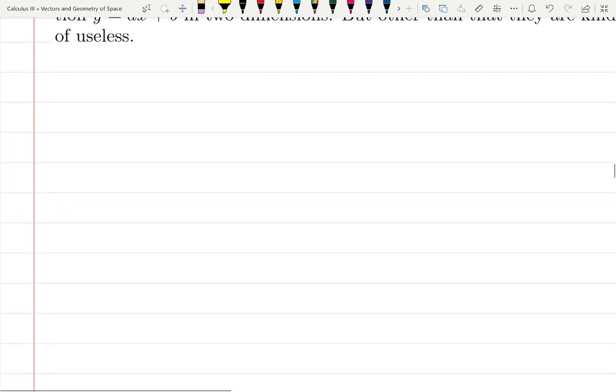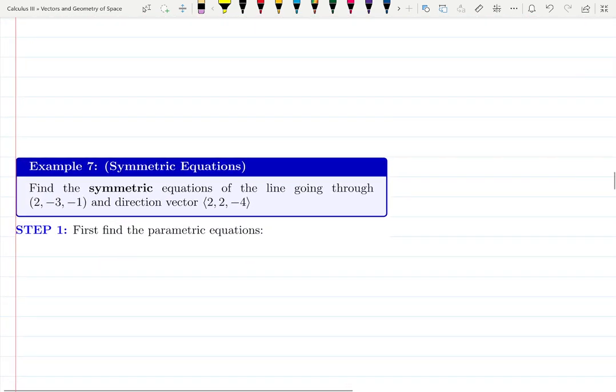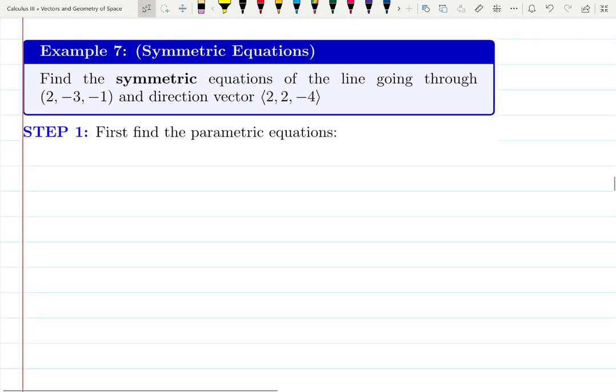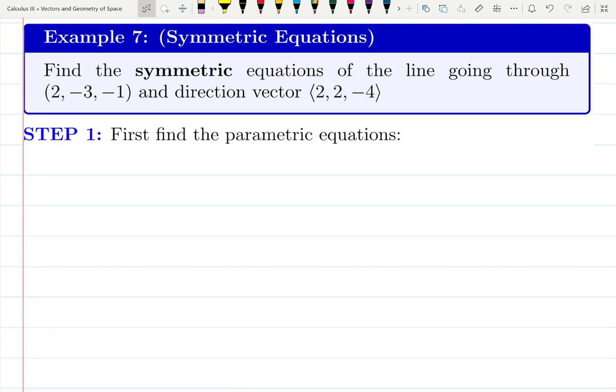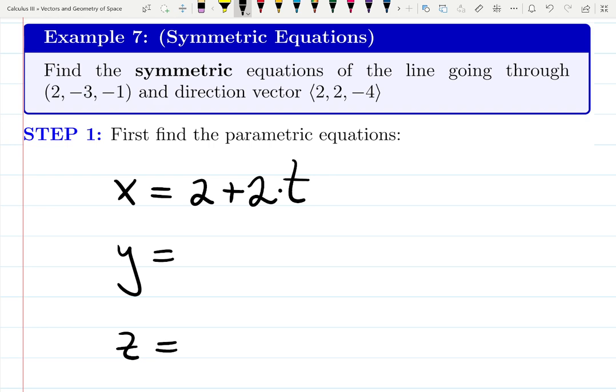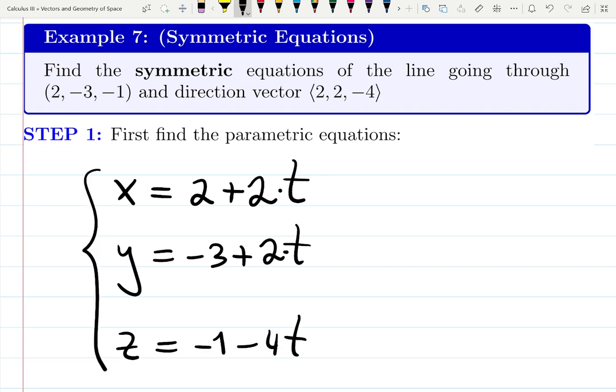Let me just show you how the algebra is done. So, for example, find a symmetric equation of the line going through a point with a given directional vector. Everything is given here, nothing to find. X is, who wants to give me right away? X and Y and Z. X is what? 2t, good job. Y is? -3 plus 2t. Yes, amazing. Z? -1 minus 4t. See, you're already mastering calculus 3. How cool is that?